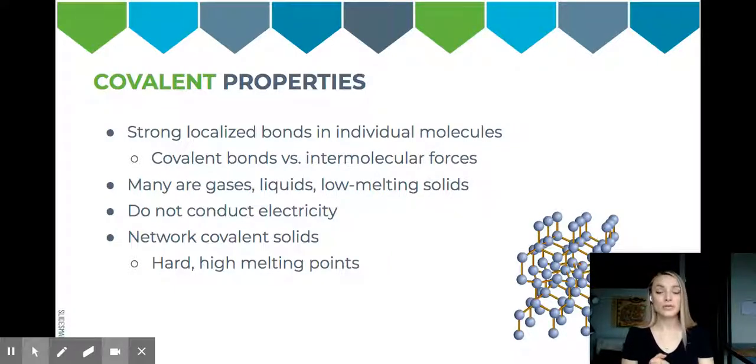And network covalent solids tend to be very, very hard and have very, very high melting points. Perhaps you know that diamond is the hardest naturally occurring substance in the world. And I've never heard of anyone trying to boil a diamond. They have very high melting points and are very, very hard because of their regular structure.